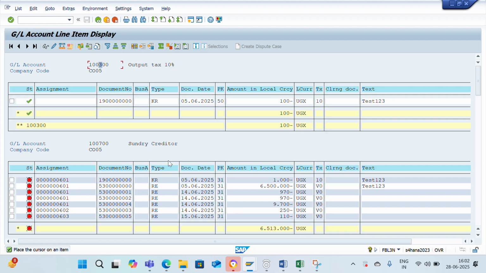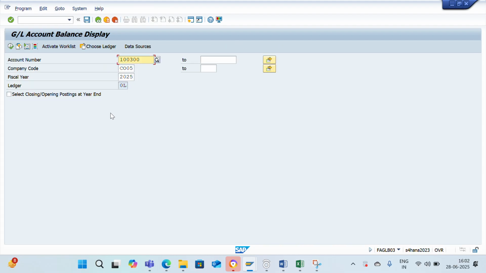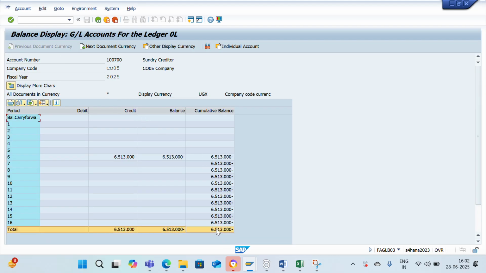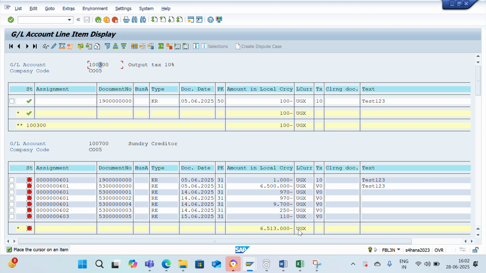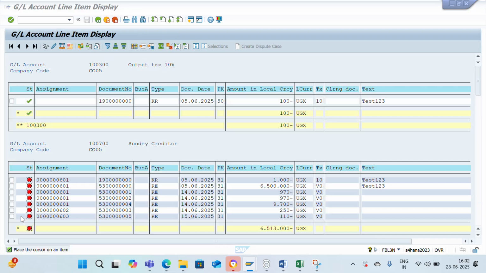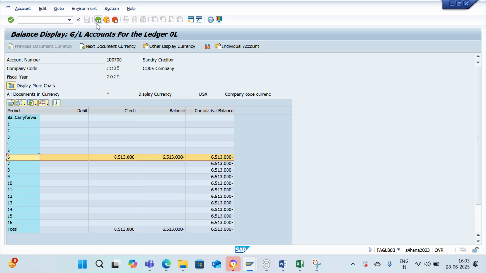Now let me show the balance for 100700. 100700, execute. You see it is showing the balance of 6513,000. You see 6513,000 is what we have here, and there is a booking in period number 6 and no bookings in any other period. So this is the first balance report wherein we can see the balance per GL account.